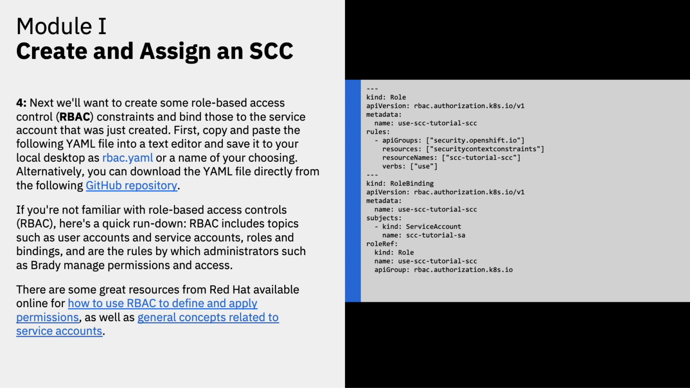Next, we'll want to generate some role-based access control constraints and bind those to the service account that was just created. First, copy and paste the YAML file in your documentation into a text editor and save it to your local desktop as rbac.yaml or as the name of your choosing. Alternatively, you can download the YAML file directly from the GitHub repository link that is included within your documentation.